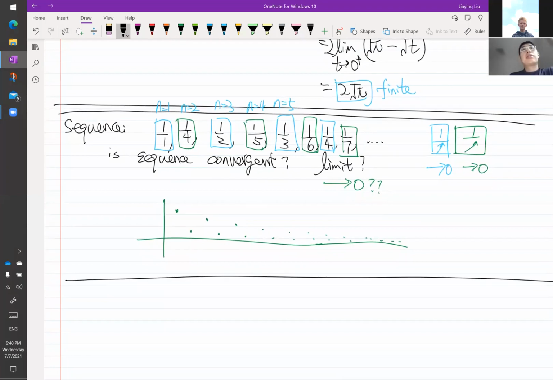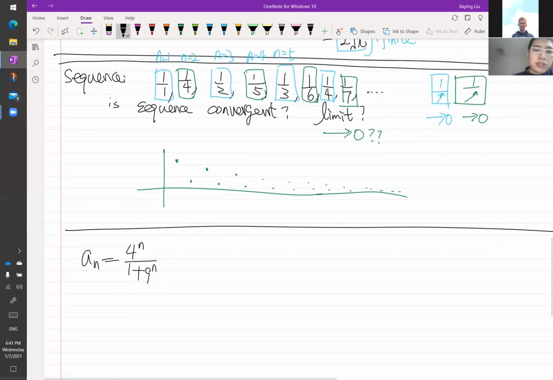All right, so Ryan has a question. a_n is equal to 4 to the n divided by 1 plus 9 to the n. And then we want to know if this sequence converges or diverges, and the limit, obviously.